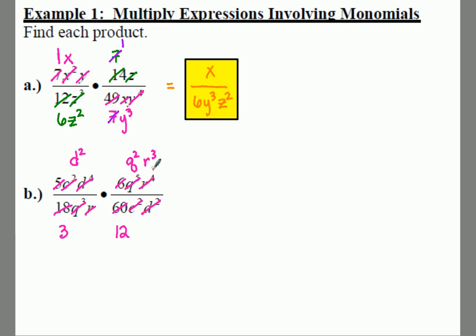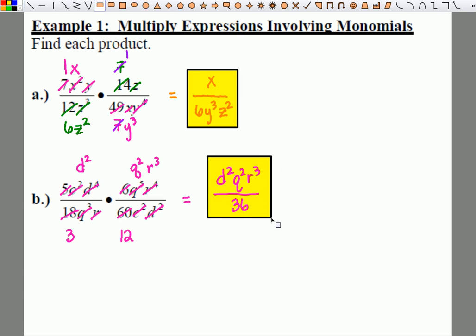Then we look to see if we can cancel up and down. No possible way. So we're just going to multiply across, and on the numerator we're going to get d squared, q squared, r cubed, all over 36. So that is another monomial expression that we multiplied.